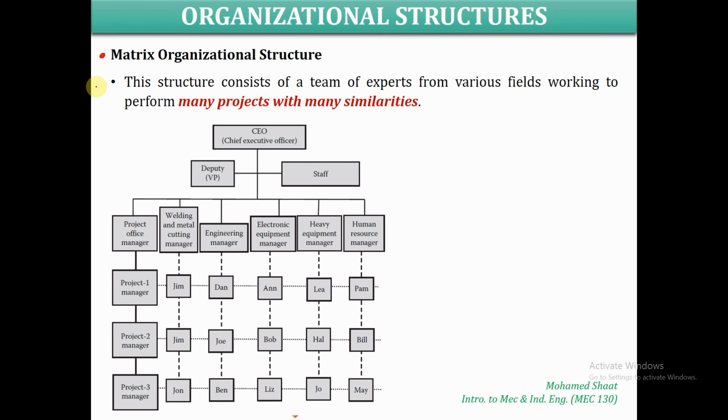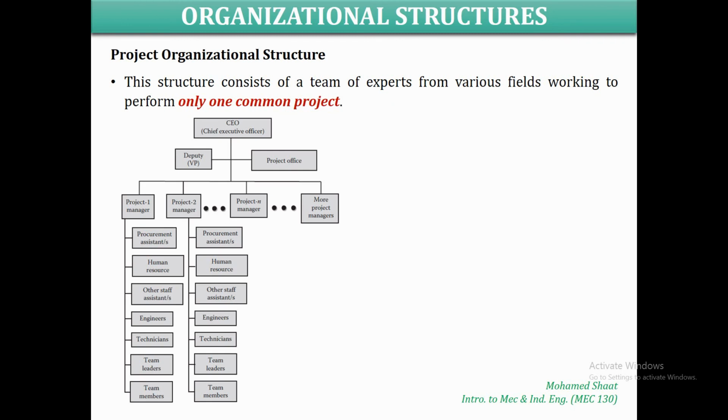The next type of organization is the matrix organization structure. In this structure, it consists of a team of expertise from various fields. They are of different backgrounds, working to perform many projects with many similarities. So what makes this different from the previous project organization? Project organization is based on the project, and all of this crew, and even their manager, are working over one specific project. They probably have no clue about the other guys who are working over another project. So this is for the project organization.